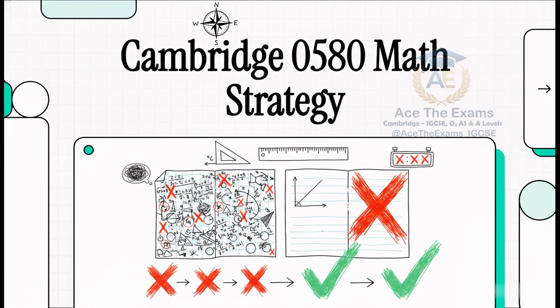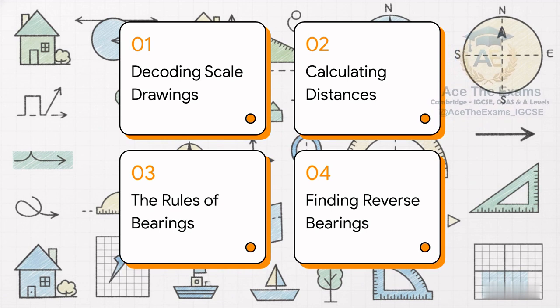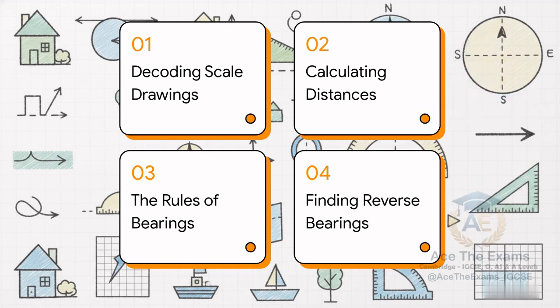We are going to decode the examiner's mind and build a bulletproof system. So, here is your visual syllabus for today's masterclass. This is exactly what we will be conquering step by step. First up, decoding scale drawings, finding out what the examiners are actually hiding in plain sight. Second, calculating real distances without falling into the classic unit conversion trap that gets Sam every time. Third, the rules of bearings, where we will lay out the non-negotiable laws of direction. And fourth, the absolute final boss of geometry, finding reverse bearings. Let's get straight into it.